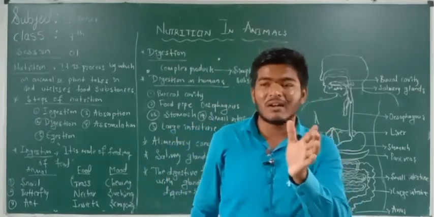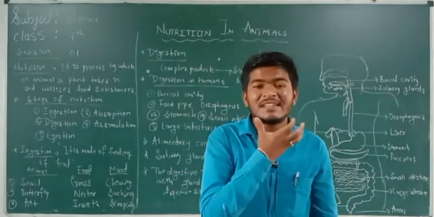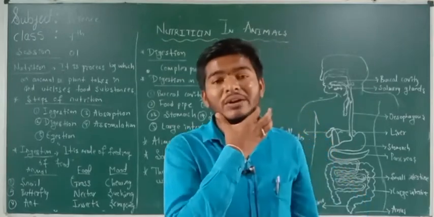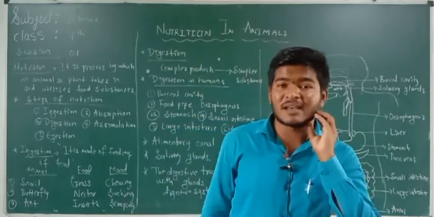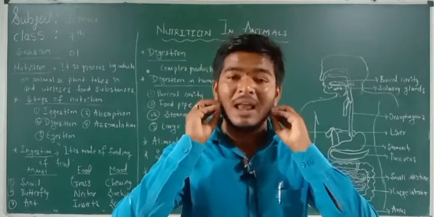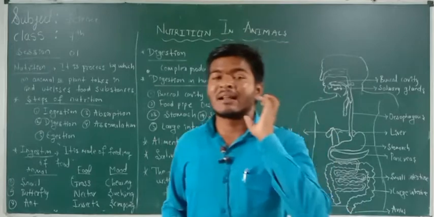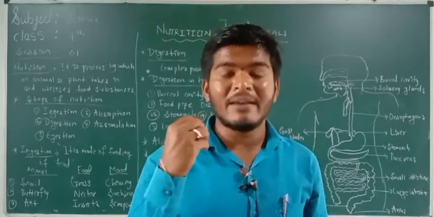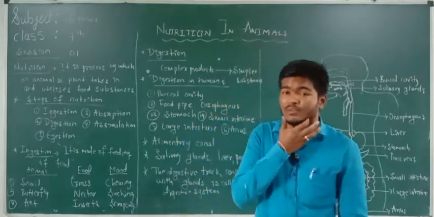These teeth are called premolar teeth, and another 6 teeth are present, 3 here and 3 here. These are the molar teeth. Why are they called molar and premolar teeth? Because the work of the molar and premolar teeth is chewing and grinding the food material.